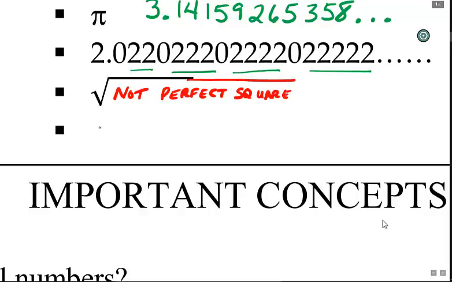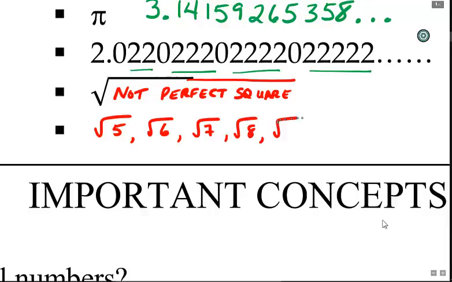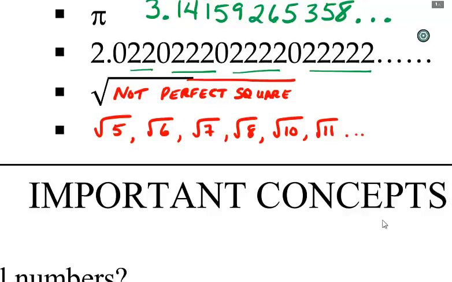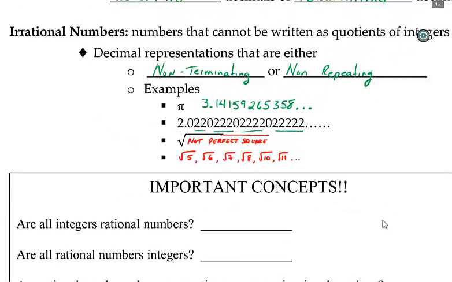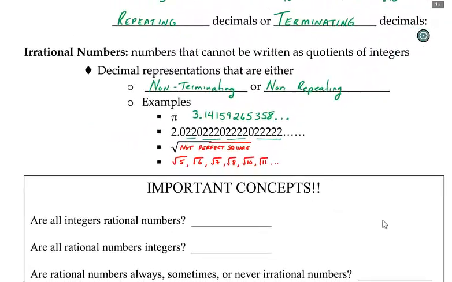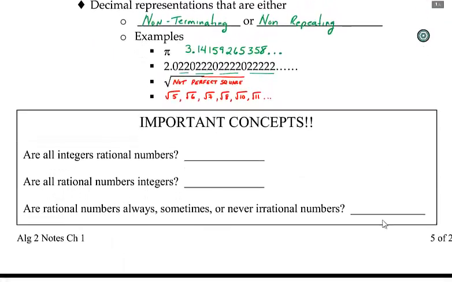So examples of this would be the square root of 5, the square root of 6, the square root of 7, the square root of 8, not the square root of 9, the square root of 10, the square root of 11, and so on and so forth. Any number that's the square root of a non-perfect square will be an irrational number. So that's kind of the general idea of irrational numbers. We now want to consider three questions that we're going to look at as we compare.